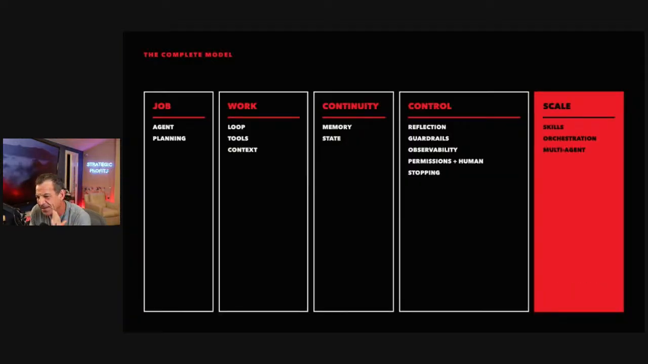And you can look at these terms in context of that, right? So here's the map. 2 concepts define the job: the agent and the planning. 3 move the work: that's loops, that's tools, that's context. 5 govern, control, right? Reflection, guardrails, observability, permission, human in the loop, and stopping. 3 determine how the system scales: skills, orchestration, and multi-agent. And 2 preserve continuity: memory and state.